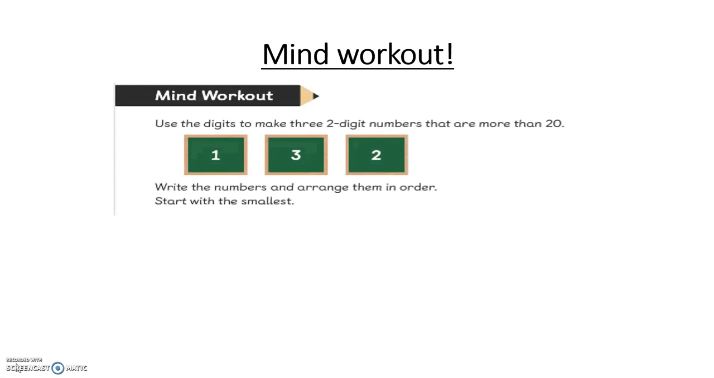Our mind workout will be finding different ways that we can make 2-digit numbers using different digit cards. We need to find 3 numbers which have got 2 digits that are more than 20. Write those numbers down and then arrange them in order. Start with the smallest number. A digit is each individual value in the number.